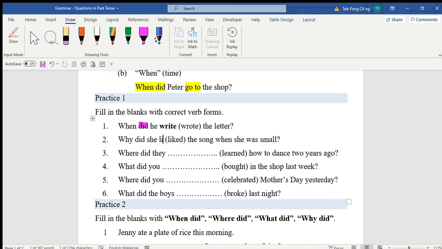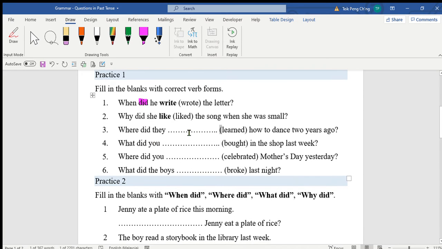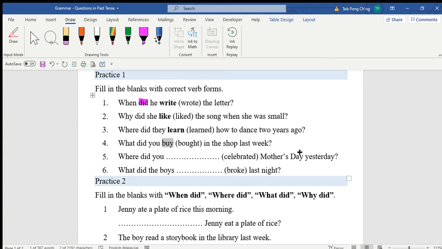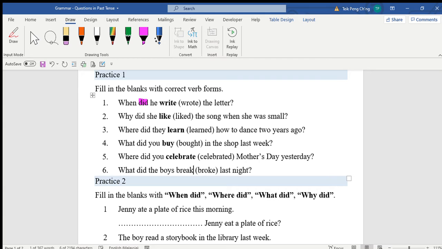Why did she like the song when she was small? Okay, number 3. Where did they learn how to dance 2 years ago? Number 4. What did you buy in the shop last week? Number 5. Where did you celebrate Mother's Day yesterday? Number 6. What did the boys break last night?